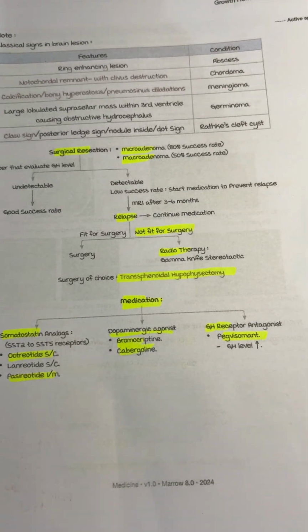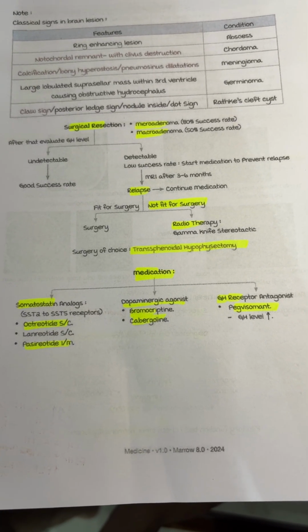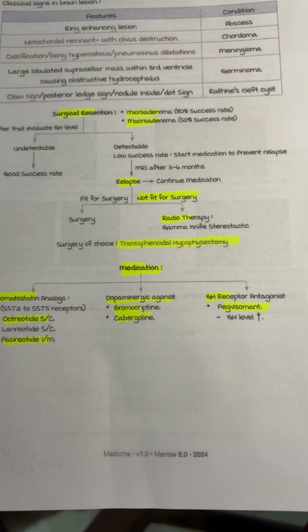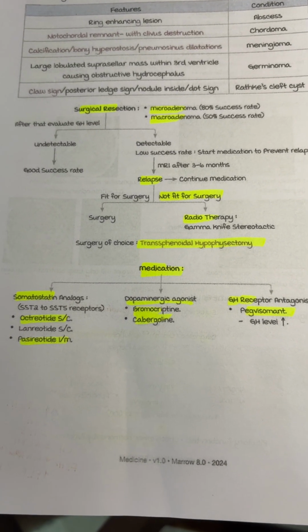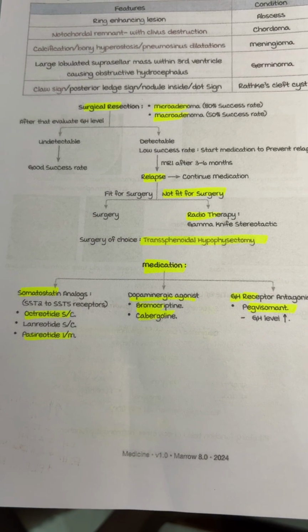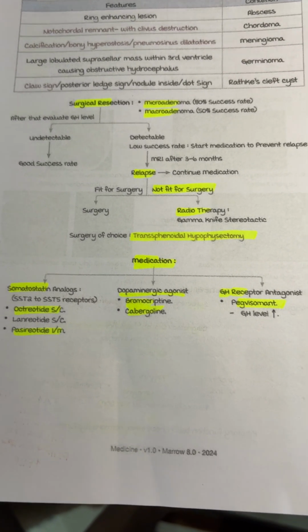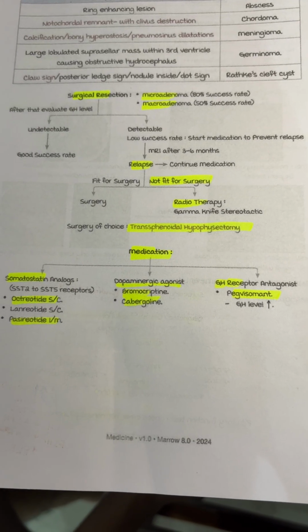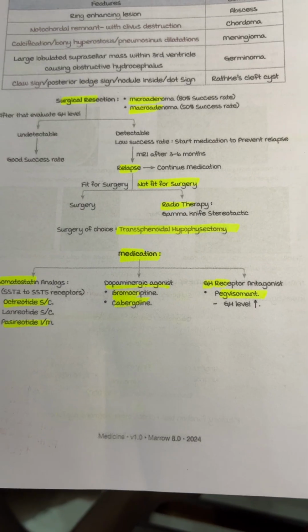Now in treatment, first we have medical treatment. In medical treatment, we first give somatostatin analogs like octreotide and pasireotide. There are dopamine receptors present on the pituitary that decrease the secretion of pituitary hormones, so we can give dopamine receptor agonists like bromocriptine and cabergoline. And then there is also a growth hormone receptor antagonist called pegvisomant. Here you can see that somant means somatotrophin antagonist.